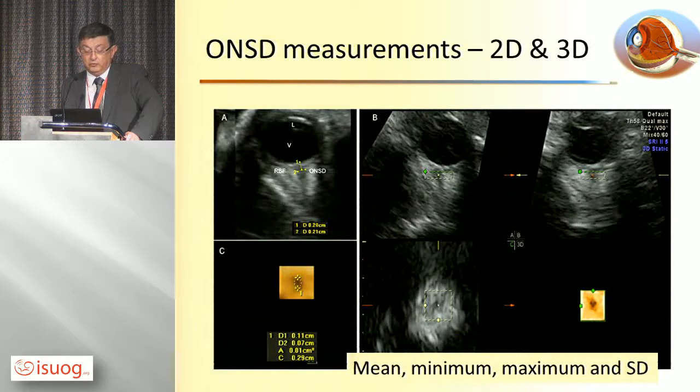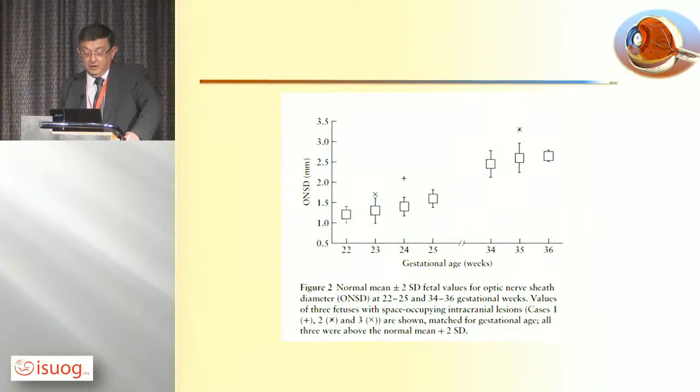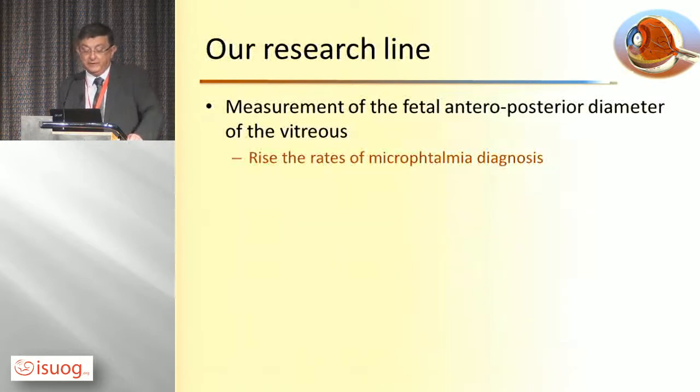Here are the measurements. You can do it by 2D and also by 3D, and it's quite simple. And we looked for the normals between 22 and 25 weeks, and again between 34 and 36. Why? Because we had the pathological cases, and we wanted to have normals, so we did it very fast. We didn't complete the study yet regarding the whole pregnancy.